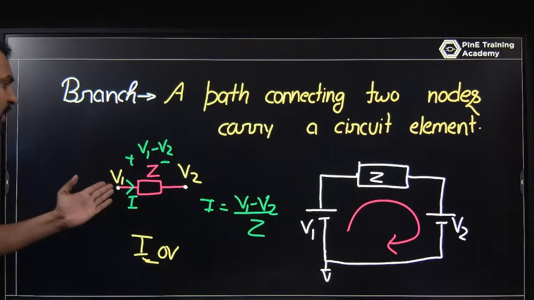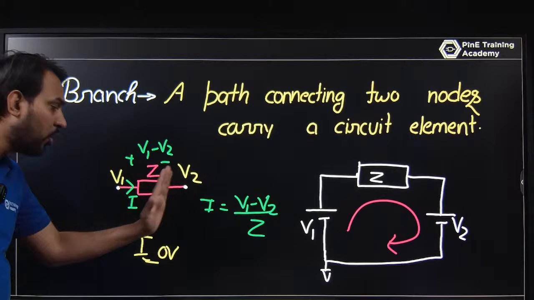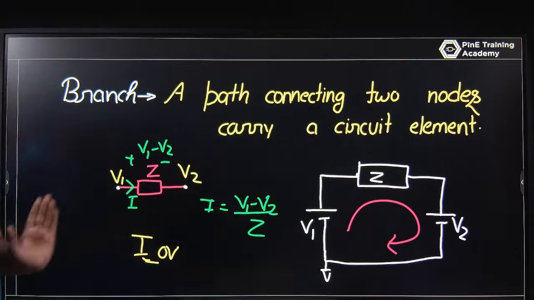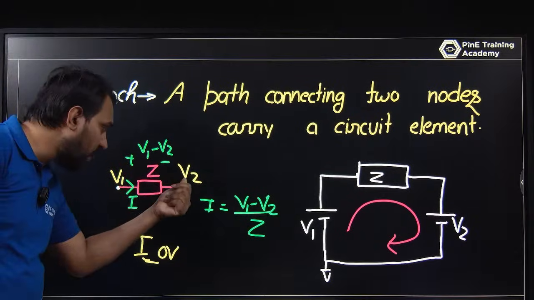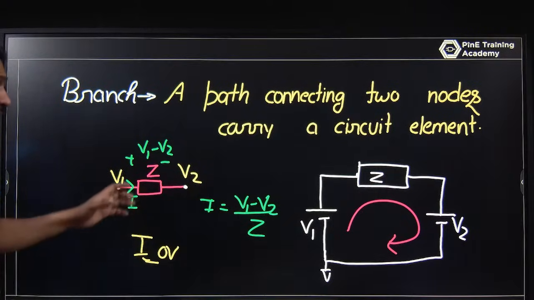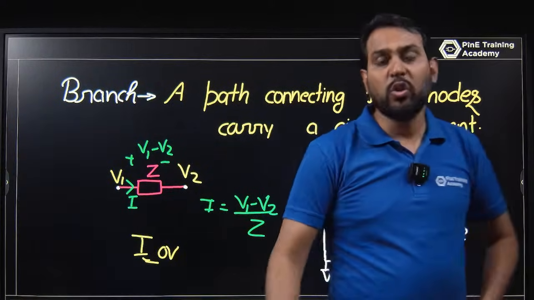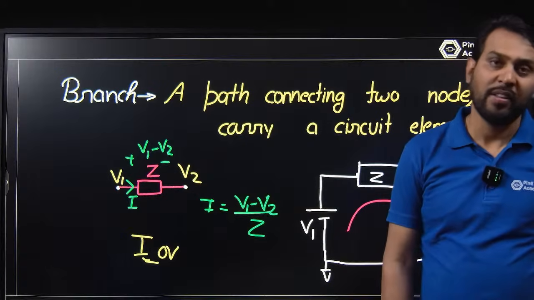In one line, you can say that I is equal to what? You are saying that the current is flowing from V1 to V2. That's why I am writing V1 minus V2 upon Z. If the current is flowing from V2 to V1, I am writing V2 minus V1 upon Z. If the sign is opposite, it has a negative sign, so you just convert that sign.